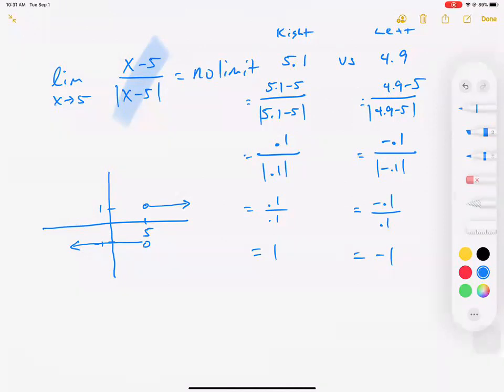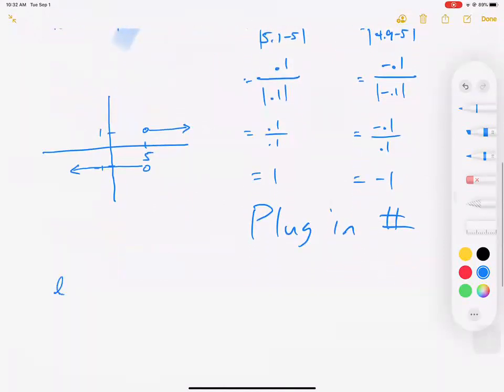Now, do we want to plug in numbers every single time? The answer is no, right? We don't want to plug in numbers every single time. So let's go ahead and find an algebraic solution to this, besides just graphing it or plugging in numbers that are near it. Plugging in numbers that are near it works, but takes a lot of time. So here we go. Let's rewrite the problem. The limit as x approaches 5 of x minus 5 over the absolute value of x minus 5.